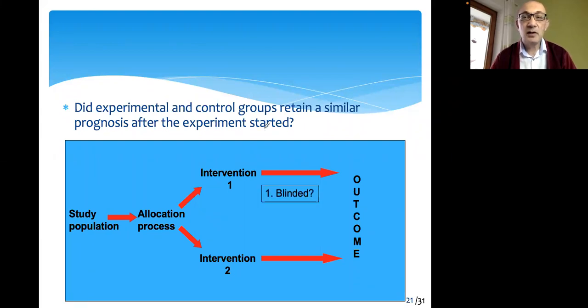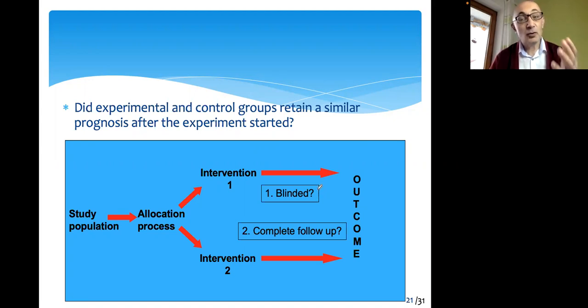That is achievable by blinding the patients, participants, and the physicians or the health professionals. And the second question to ask is, did they complete the follow-up?